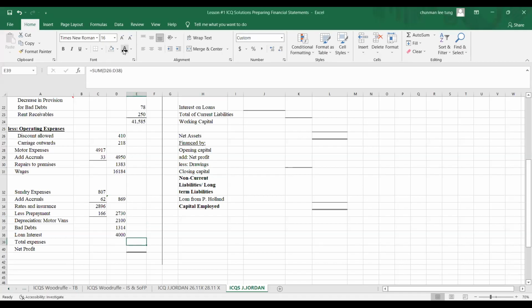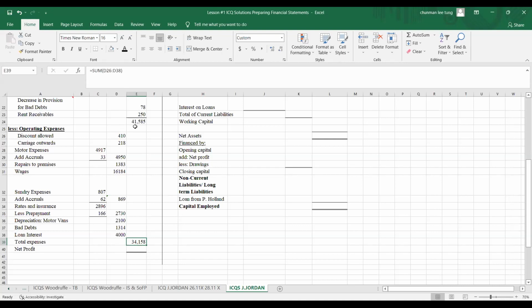Total expenses is 34,158. Very good. So that is the answer for your total expenses. How do you know if you get a net profit or a net loss? Well, you now find the difference between our total profits and our total expenses. If your profits is more than your expenses, you know you get a profit. If your profits is less than your expenses, meaning our expenses is greater than our profits, we get a loss.